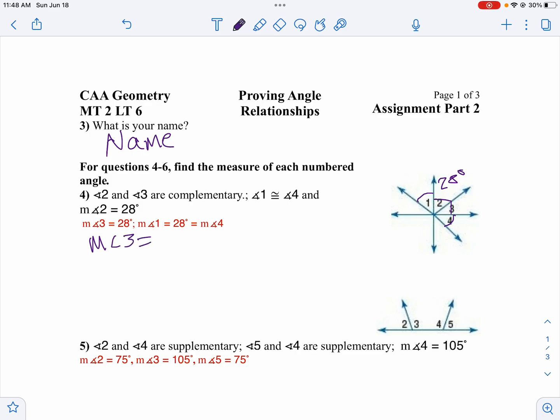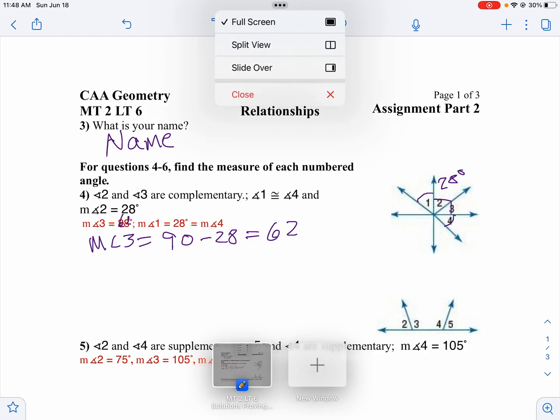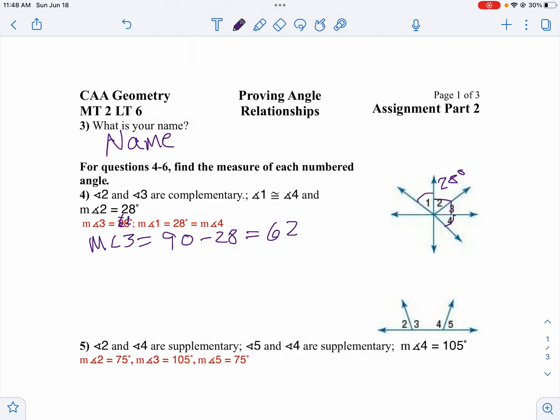So in other words, we know that angle 3 is going to be 90 minus 28, which is 62 degrees. I put my work for the answer instead of the correct answer. So we're going to change the measure of angle 3, which is supposed to be 62 degrees. Don't go by what's in red on this one.